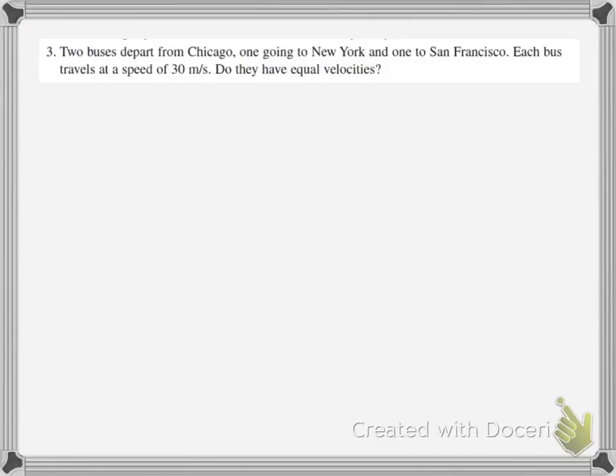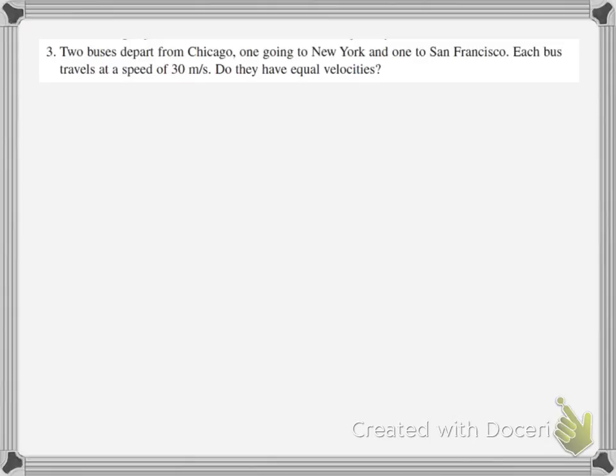Okay, this problem says 2 buses depart from Chicago, one going to New York and one to San Francisco. Each bus travels at a speed of 30 meters per second. Do they have equal velocities? Okay, so this question assumes that we know that New York is on the East Coast and San Francisco is on the West Coast. And we know that Chicago is around the middle, or in between those two areas.